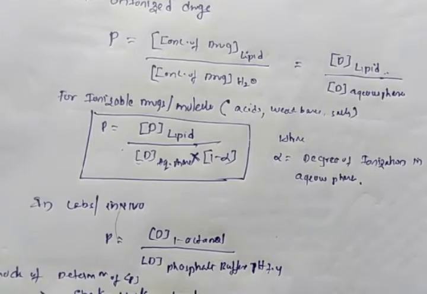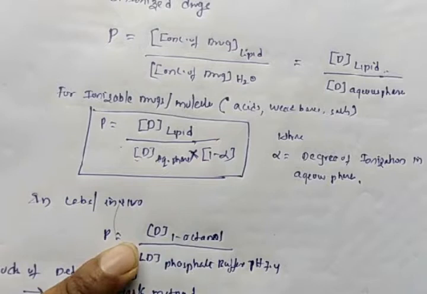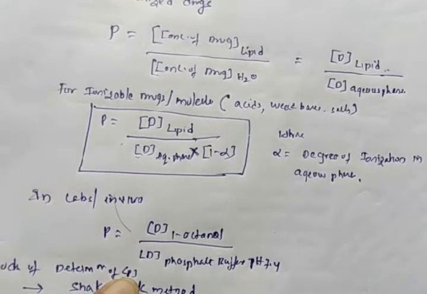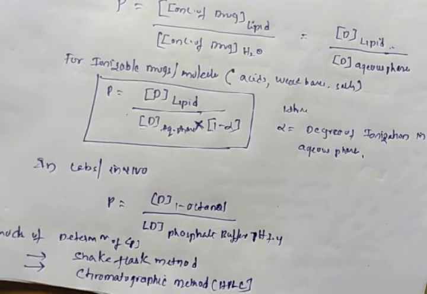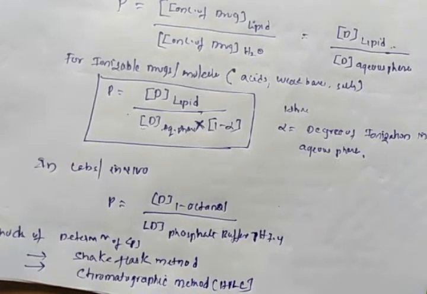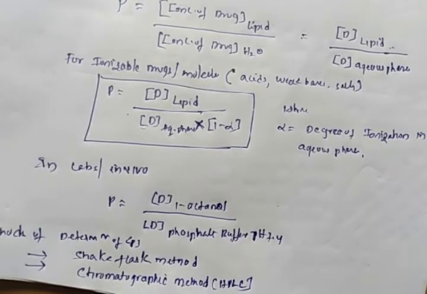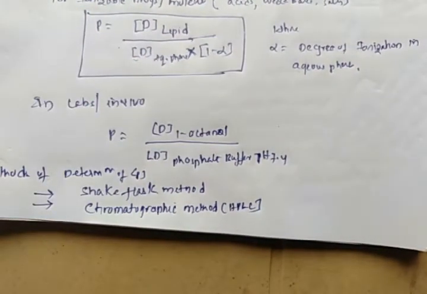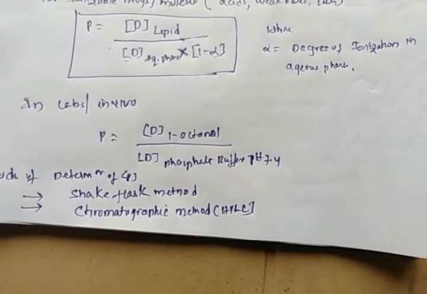In laboratories, like in our college lab, the partition coefficient is determined by dissolving the drug molecule in a solution of 1-octanol and phosphate buffer pH 7.4. This is the way of determining the partition coefficient in our laboratory. For accurate values of partition coefficient, the methods of determination are the shake flask method and the chromatographic method. This is about methods of determination of partition coefficient.